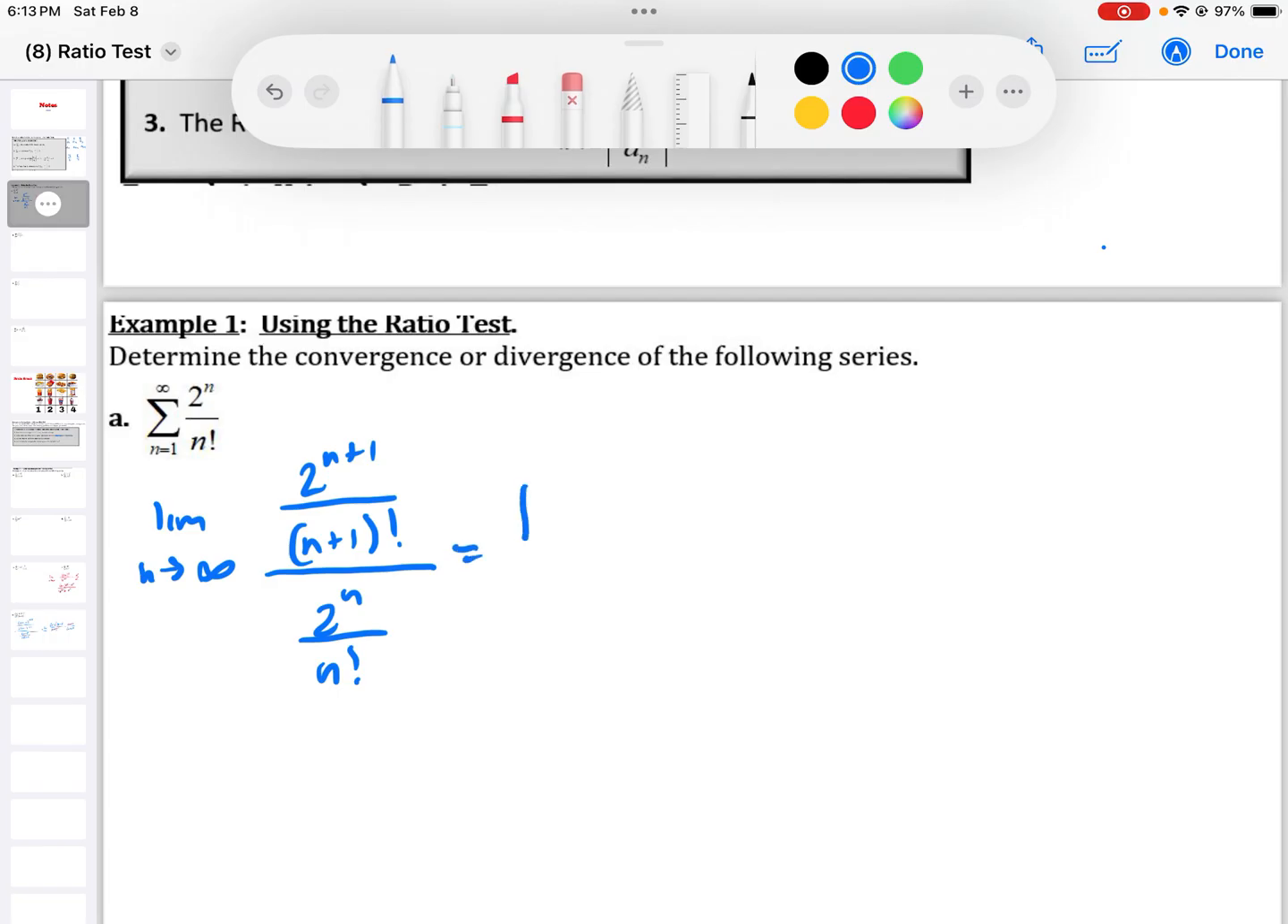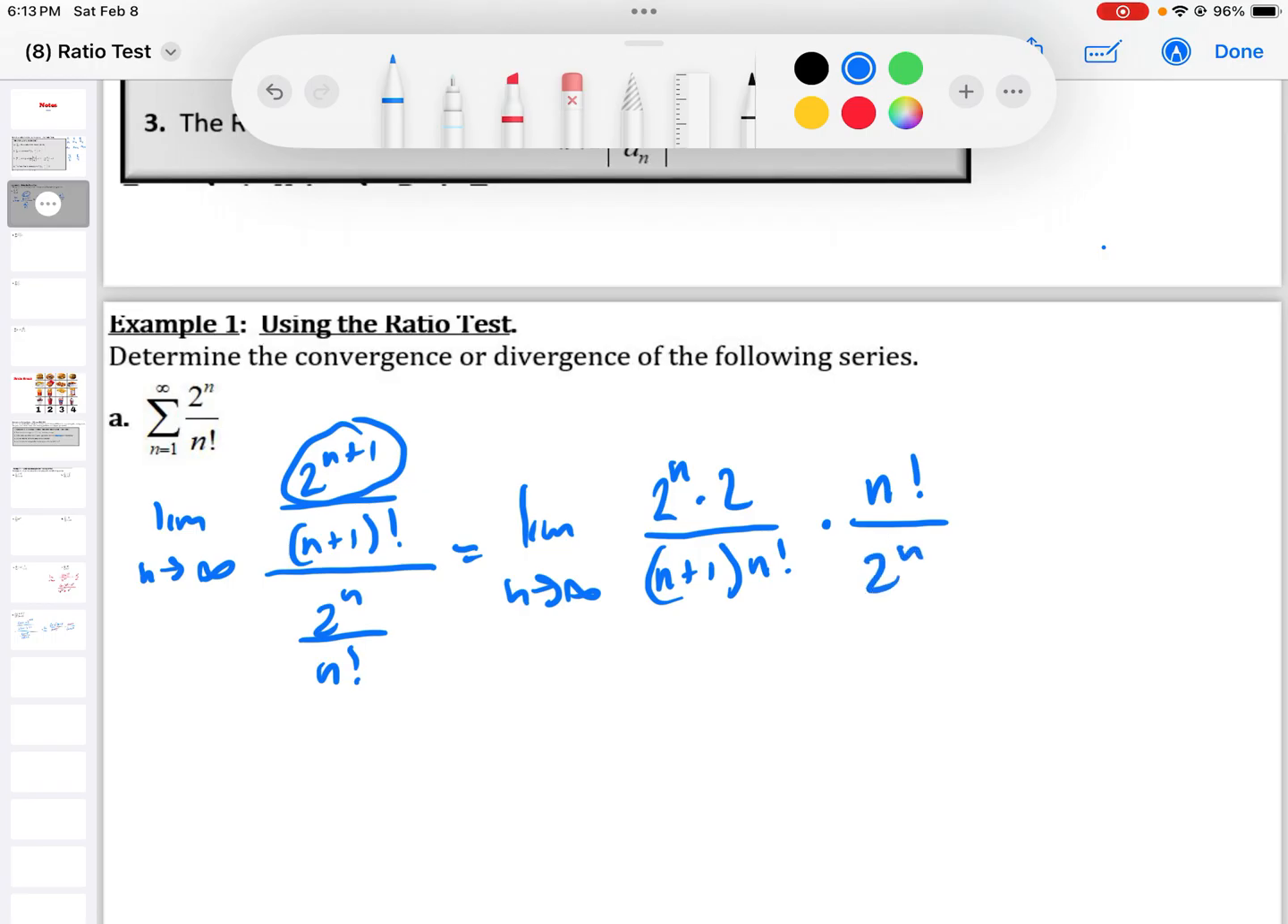All right, now I'm going to evaluate this limit. So this is equal to the limit as n goes to infinity. I'm going to keep the top part, and I'm also going to go ahead and rewrite it. So 2 to the n plus 1 would be 2 to the n times 2 over n plus 1 times n factorial. I'm going to change to multiplication and then flip the second fraction, and that'd be 8 to the n. So you're going to see why I rewrote this as 2 to the n times 2, because that cancels. And factorials cancel, and I get that this is equal to the limit as n goes to infinity of 2 over n plus 1.